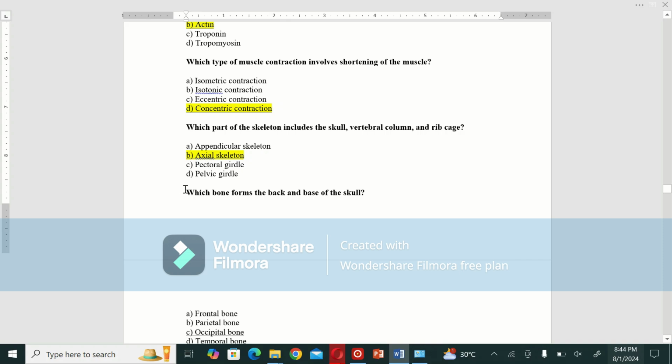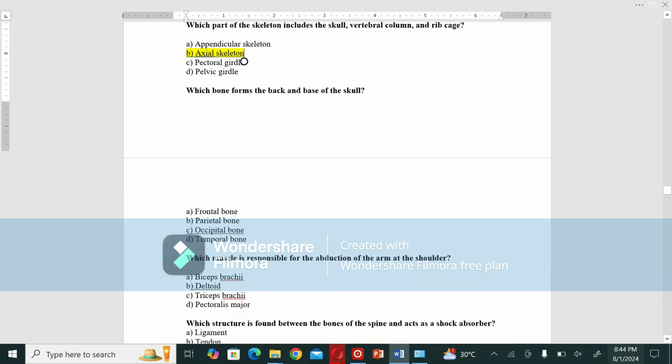The next MCQ is: which bone forms the back and base of the skull? A. Frontal bone, B. Parietal bone, C. Occipital bone, and D. Temporal bone. So the correct option is C.